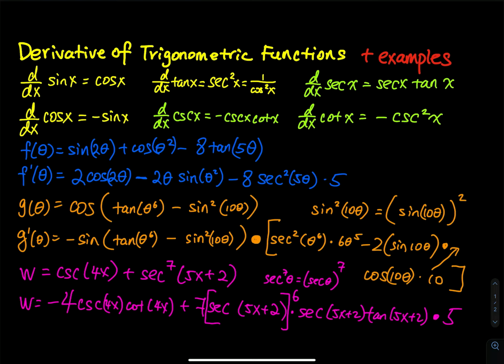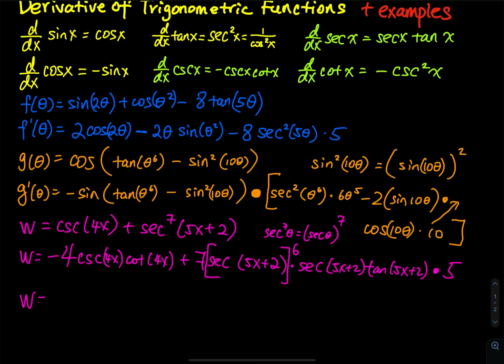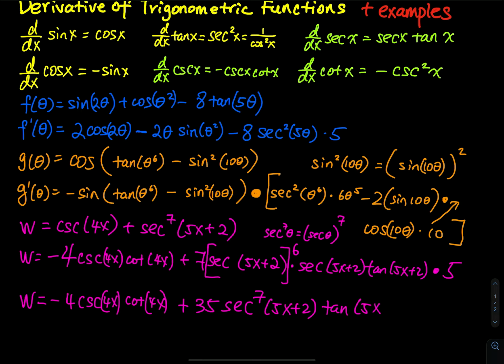Oh, hold on, this one I will just write down for you. So -4 cosecant 4x cotangent 4x, and then plus 35, and then we have a secant to the 6th, and then multiply one more, then you have a 7, 5x plus 2, and then you multiply tangent 5x plus 2. I guess that's it. Yep. So that's number 3. Let's do number 4.